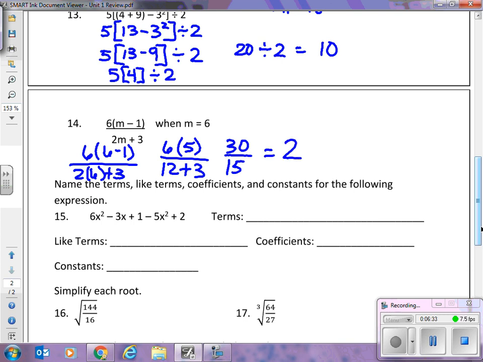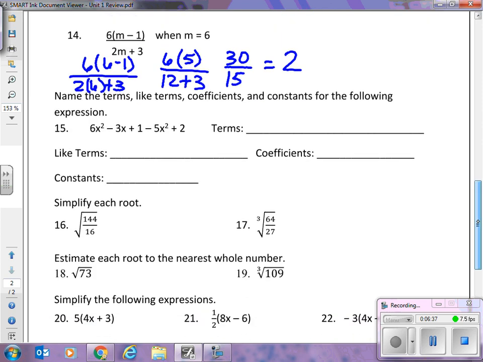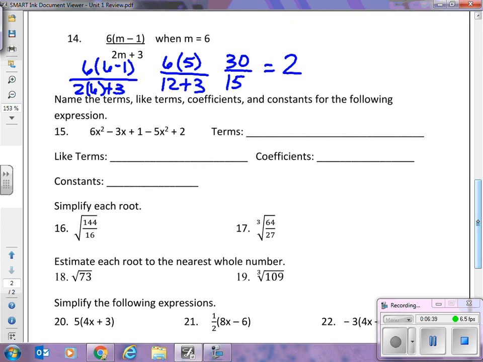Right? For the next problem, number 15, you're going to have to demonstrate that you understand the vocabulary of terms like terms, coefficients, and constants from that one expression that is given. Right? So the first thing we want to do is identify the terms. Remember, terms are separated by plus and minus signs in the problem. Right? Everything is a term, but you got to make sure you take the sign with it.